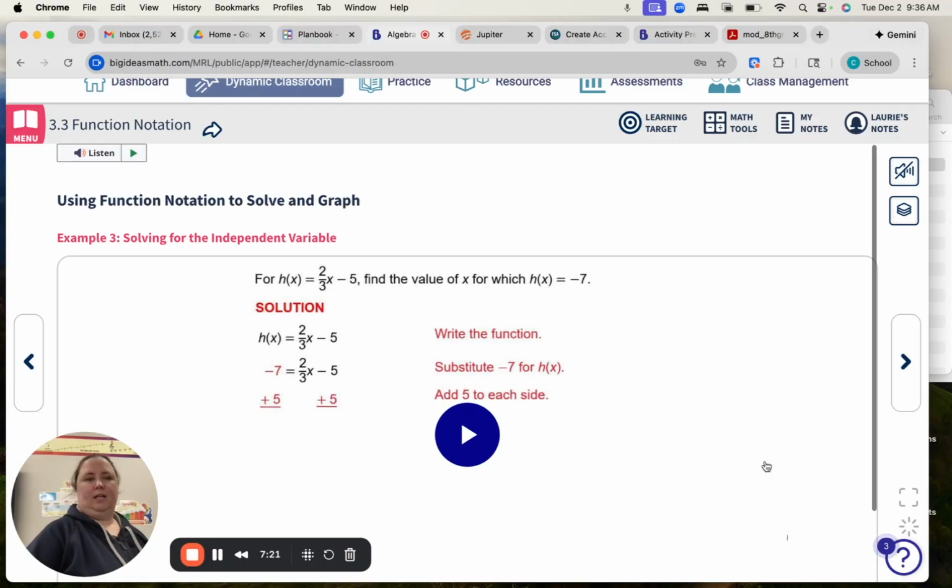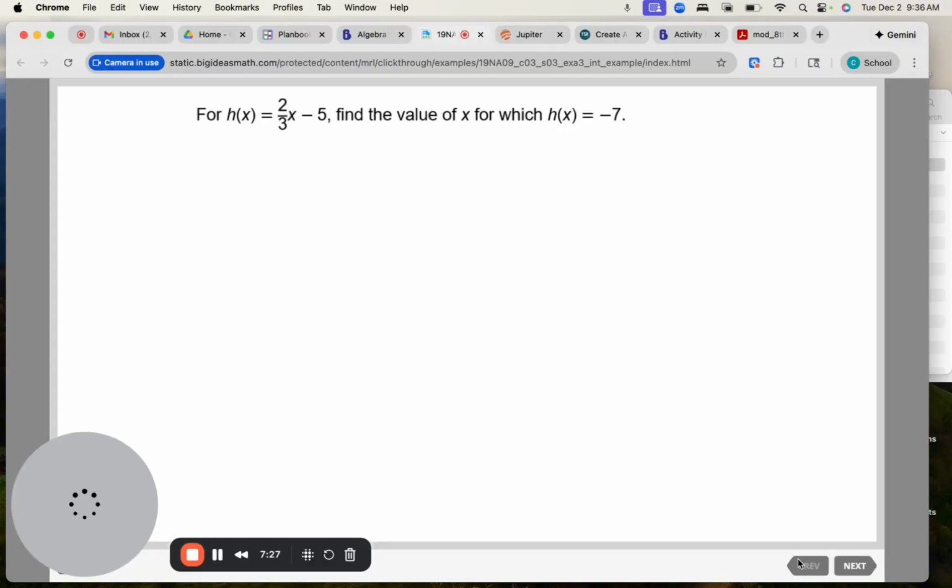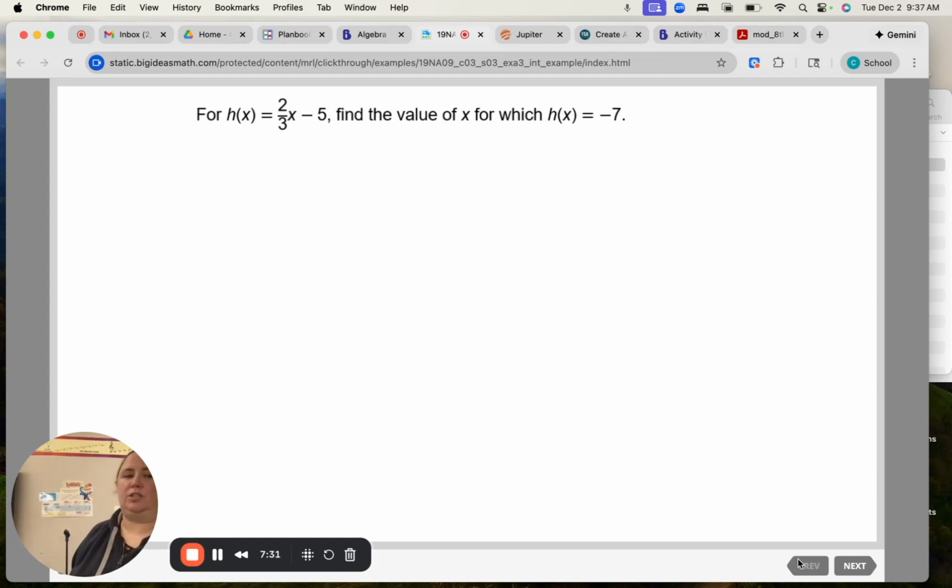All right, so now let's do example 3. For h of x equaling 2/3 x minus 5, find the value of x for which h of x equals -7. So again, h of x is just another label for a function. I know f of x was function of x. That made sense. H of x, it is still a function. Just think of it as a label.